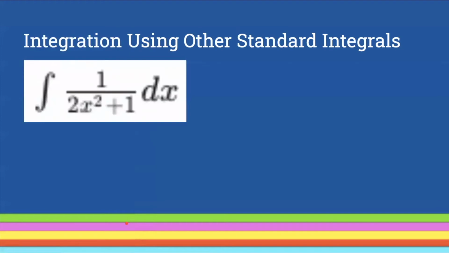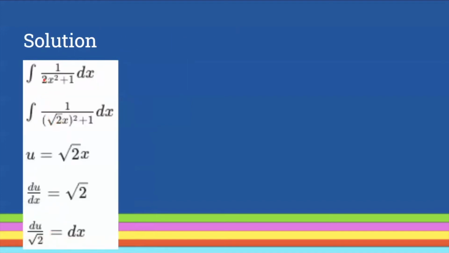So now here is integration using other standard integrals. And the standard integrals are like the integral of sine of x, cosine of x, but there are some other ones. So take, for example, this integral right over here. The way you solve this is, 2x squared is the same thing as parentheses, the square root of 2 times x, close parentheses, squared.